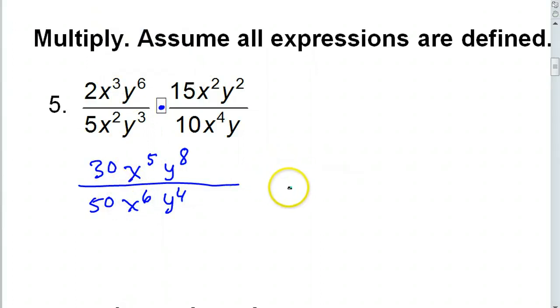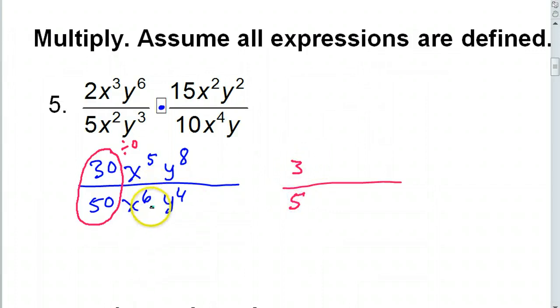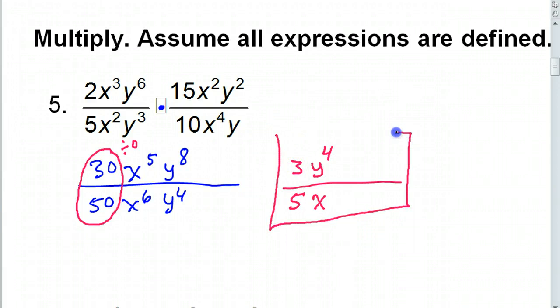Looking at the 30 and the 50, how does that reduce down? They're both divisible by 10. So if I divide by 10, that's going to make 3 over 5. Now what about the x's? How many x's will be left after I cancel out x's? 1. Numerator or denominator? There'll be 1 x left in the denominator. These 5 will cancel out 5 of these. Talk to me about the y's. 4 y's, where? On the numerator in the top. So I'll have y to the 4th power in the top. So that is the simplified expression.